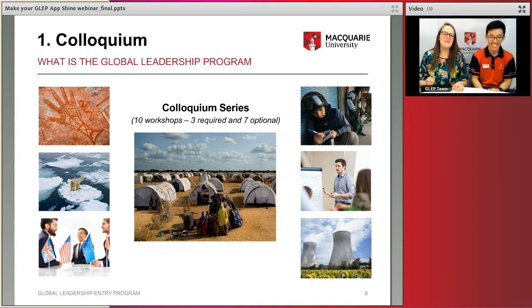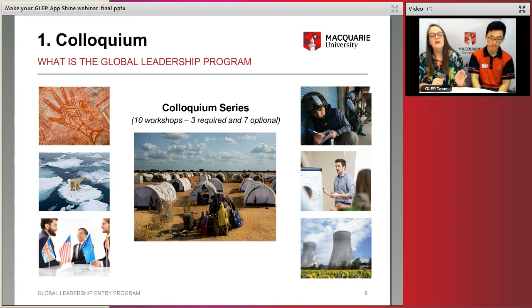Okay, so the Colloquium series. This is where we look at major international issues that you see in the newspaper. So things like climate change, things like terrorism, things like international security, things like gender economics. Okay, so major international issues. We explore those in a multidisciplinary context. Okay, what does multidisciplinary mean? That means you'll have students from maybe law, maybe business, maybe commerce, maybe arts coming together and talking about these issues. So you'll get a really great range of different perspectives.